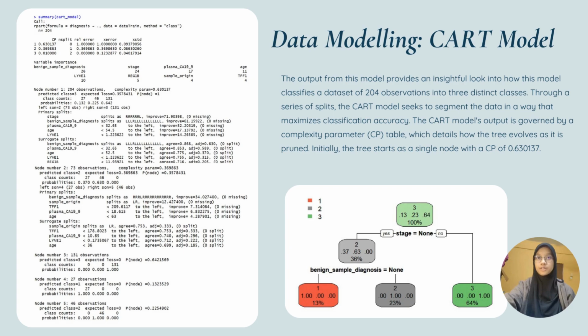indicating effective pattern capture. The key variables in the model are benign sample diagnosis and stage, with importance scores of 26 and 24 respectively. Plasma CA19-9 and age have moderate importance, while LYVE1, REG1B, sample origin, and TFF1 are less influential. The decision tree structure highlights how different nodes lead to specific classification outcomes.